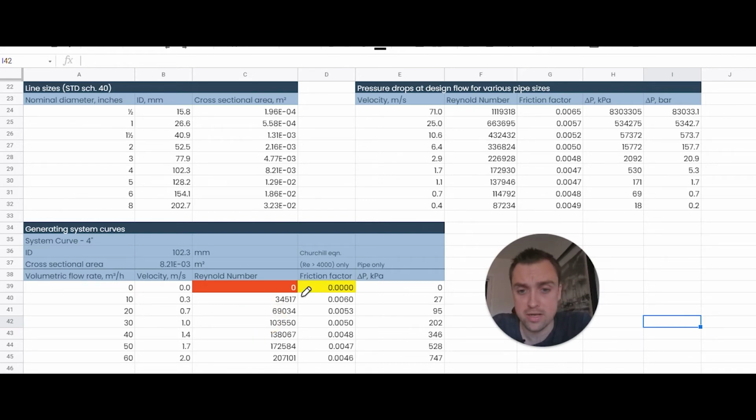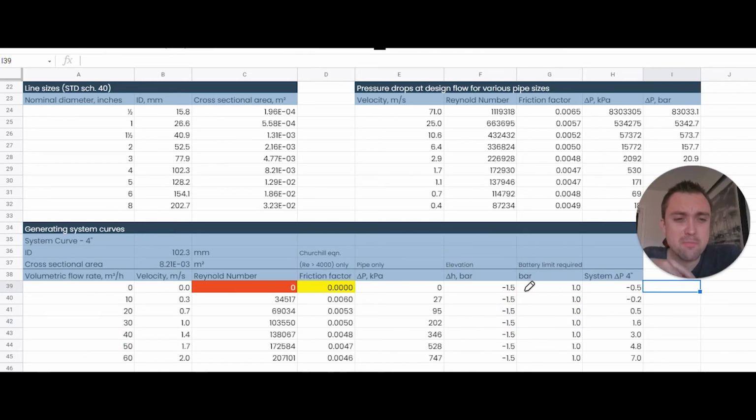I'd want to check it out and maybe read off the chart or use another equation. You can see at my design flow rate of 50 for a 4-inch pipe, I've got this 530 kilopascals, 5.3 bar, which is over here. It's not exactly the same because, as we know, this was 50.1 cubic meters per hour. This is 50 cubic meters per hour. That's why there's a slight difference there.